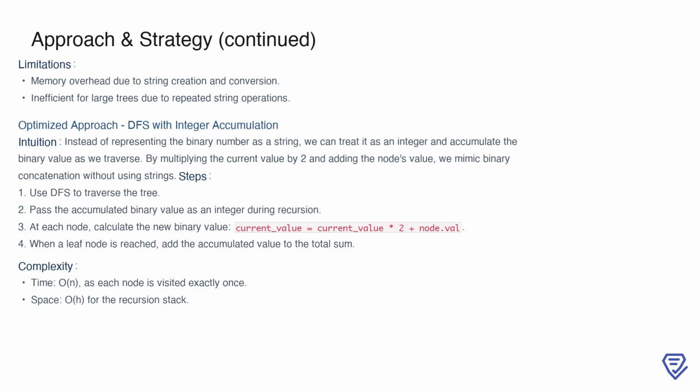This mimics the behavior of binary concatenation but avoids the need for strings. In this optimized approach, we pass the accumulated integer value during recursion. When a leaf node is reached, this accumulated value is added to the total sum. This method improves both time and space efficiency. The time complexity is reduced to O(n), as each node is visited only once, and the space complexity remains O(h) for the recursion stack. This approach is not only more efficient but also well suited for handling larger trees.